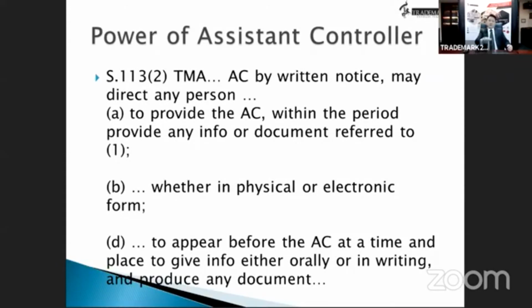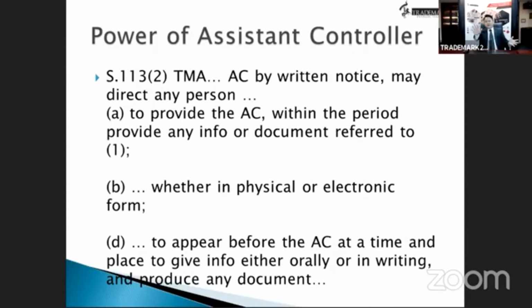Just go and get somebody to confiscate, seize their goods and fine them, all right? Now, under section 113, subsection 2, of the Trademark Act, this is the power of the assistant controller. As I said earlier, the AC has a similar power to a police officer.